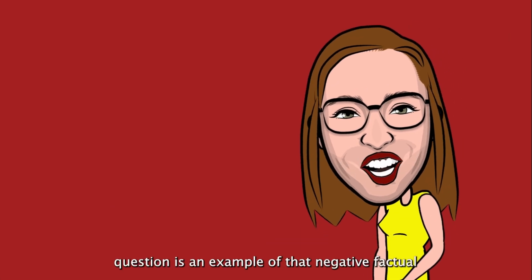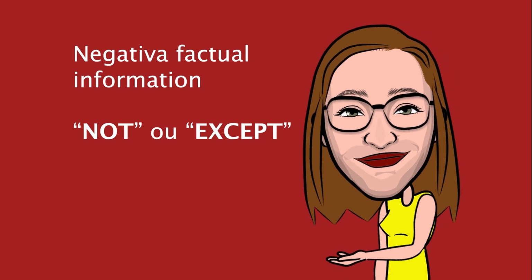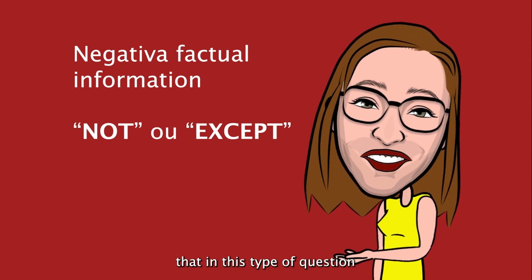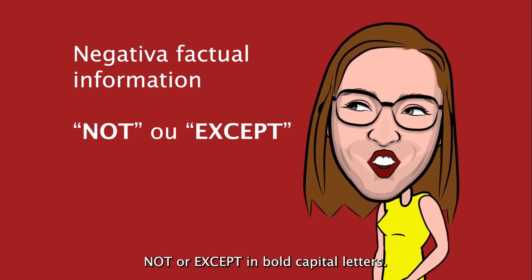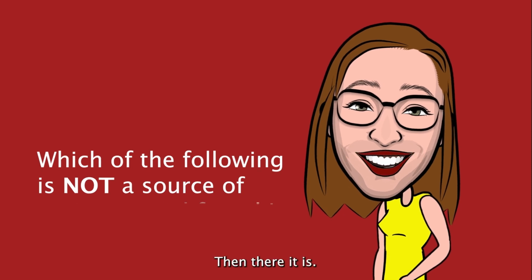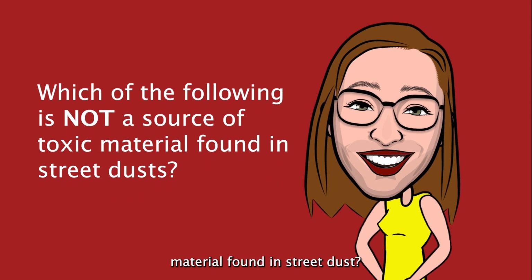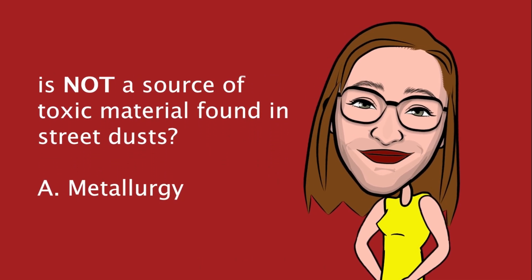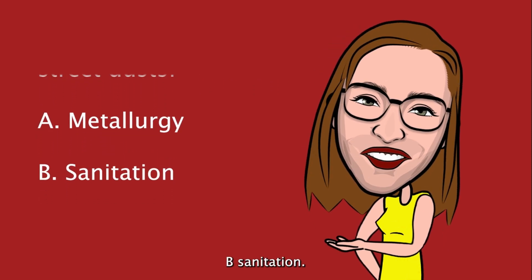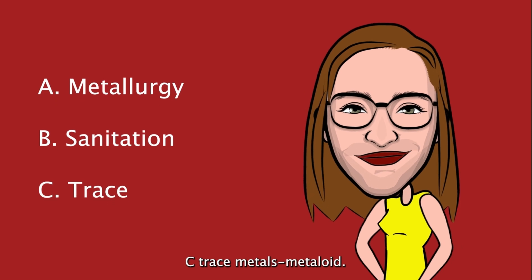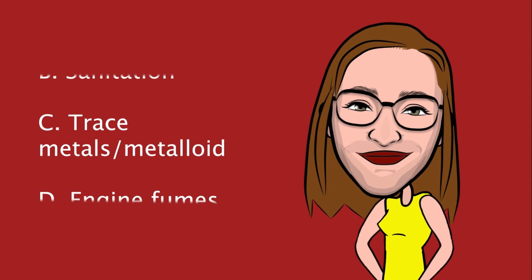The second question is an example of that negative factual information question. Do you remember that we said that in this type of question we would find the word not or except in bold capital letters? Then, there it is. Which of the following is not a source of toxic material found in street dust? A. Metallurgy. B. Sanitation. C. Trace metals metalloid. D. Engine fumes.